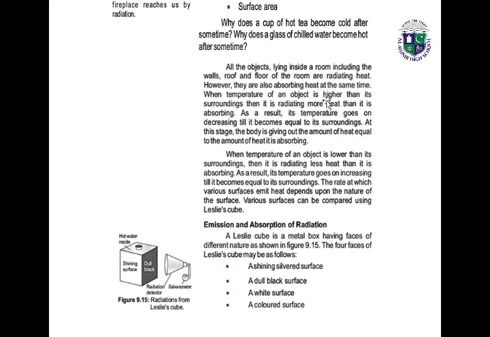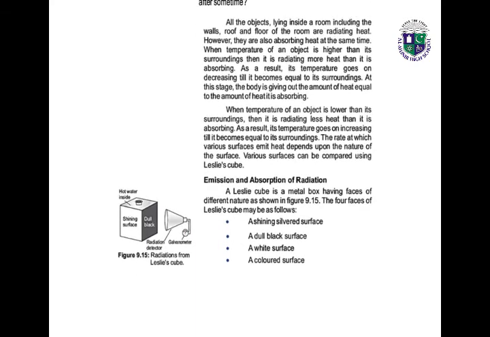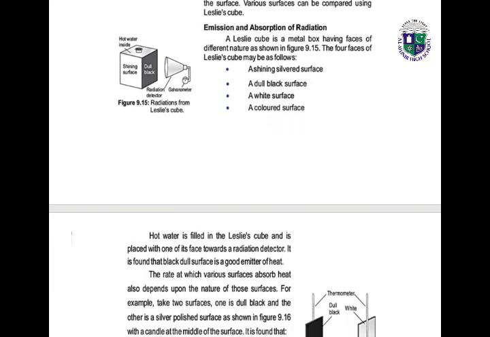When the temperature of an object is higher than its surroundings, then it is radiating more heat than it is absorbing. So as a result, its temperature goes on decreasing till it becomes equal to its surroundings. When the temperature of an object is lower than its surroundings, it is radiating less heat than it is absorbing. As a result, its temperature goes on increasing till it becomes equal to its surroundings. The rate at which various surfaces emit heat depends upon the nature of the surface.